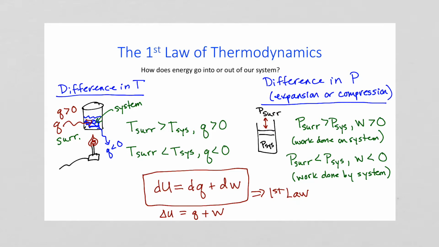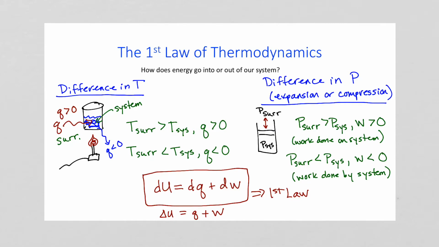So when all is said and done, what we're looking at with this first law of thermodynamics is looking for changes in either the temperature of our system, where we look for differences between the system and surroundings, or differences in the pressure between our system and surroundings. Those are the quantities that you'll be focusing on when trying to get a sense of how much energy is going into and out of our system.